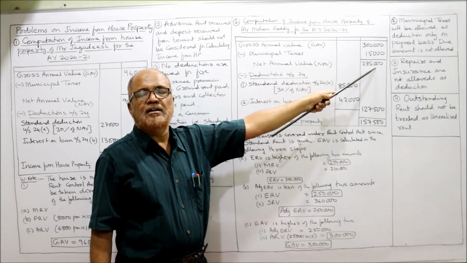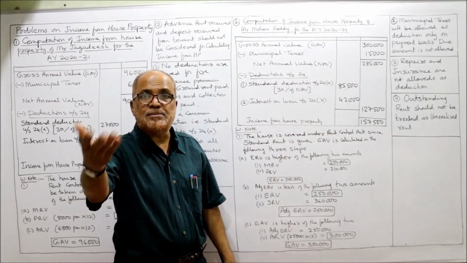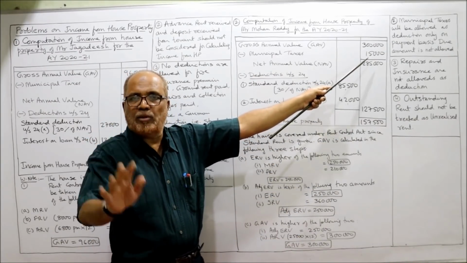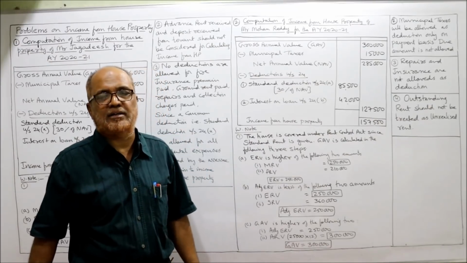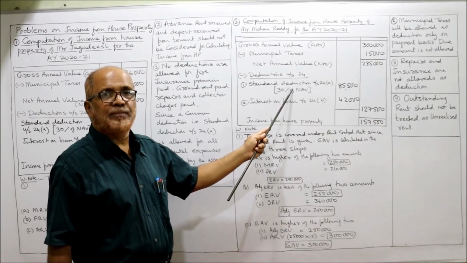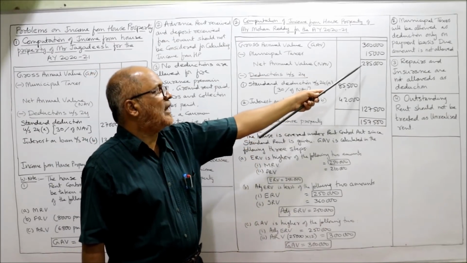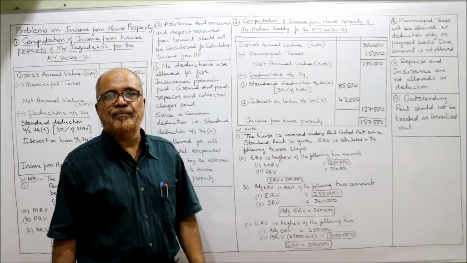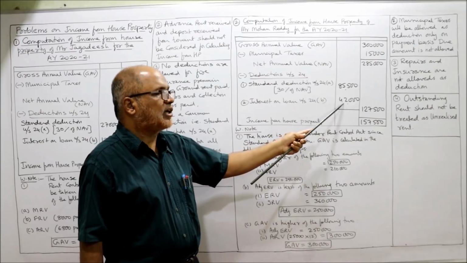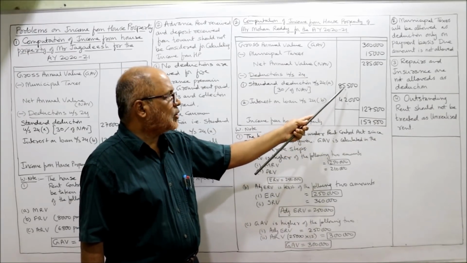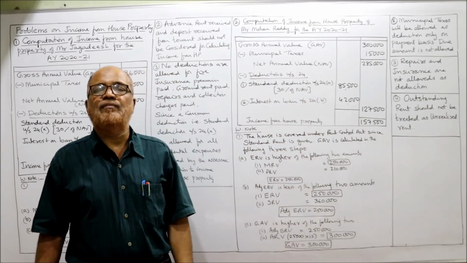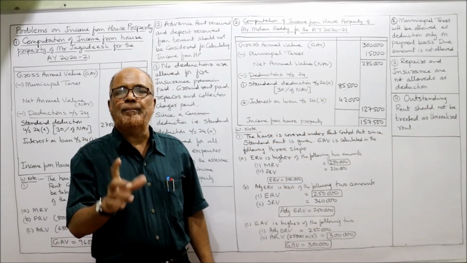From this we deduct the municipal taxes. The municipal taxes paid is 15,000. Total municipal taxes 25,000 will not be deducted. Only the paid amount will be deducted. 3,00,000 minus 15,000 is 2,85,000. Now standard deduction, 30% of NAV, 30% of 2,85,000, that is 85,500. Interest on loan taken 42,000. Take the total, 85,500 plus 42,000, 1,27,500. Minus that, 1,57,500 is the income from house property.